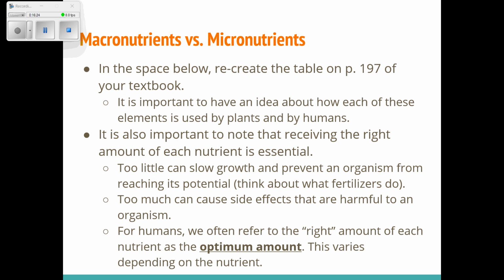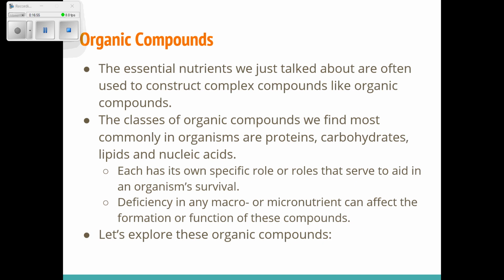It is also important to note that receiving the right amount of each nutrient is essential. Too little can slow growth and prevent an organism from reaching its potential, and too much can cause side effects that are harmful to an organism. For humans, we often refer to the right amount as the optimum amount. This varies depending on nutrients. So if you have your textbook on page 197, look at the table with all of the micro and macronutrients.